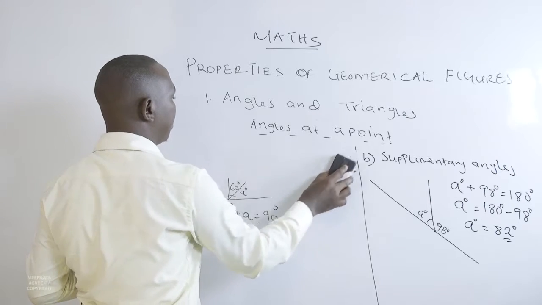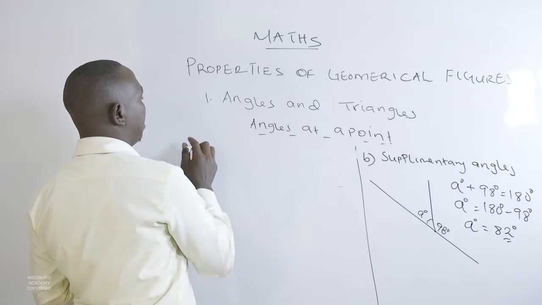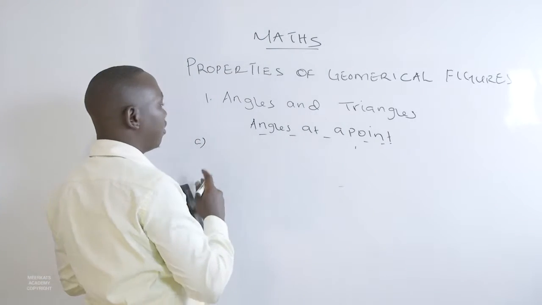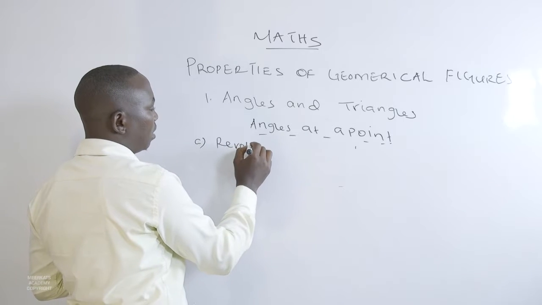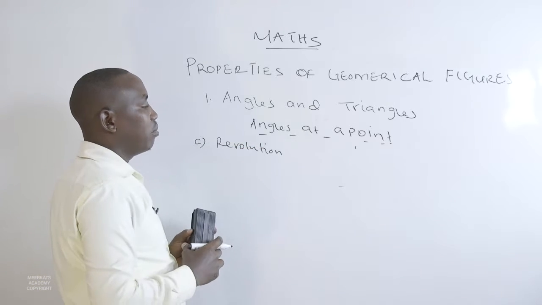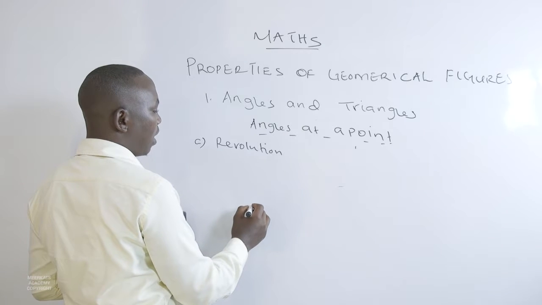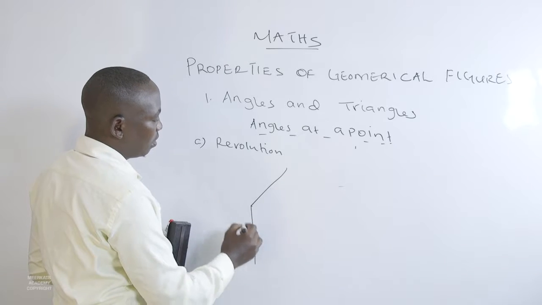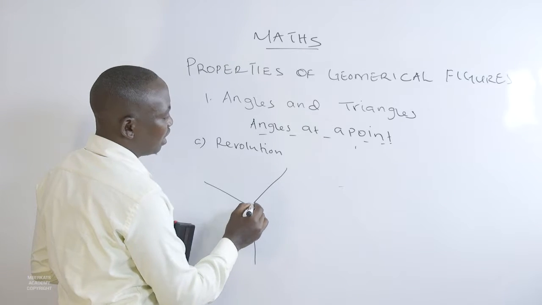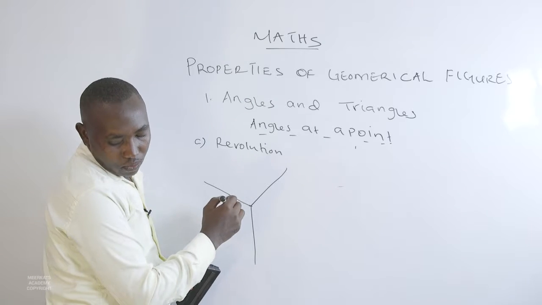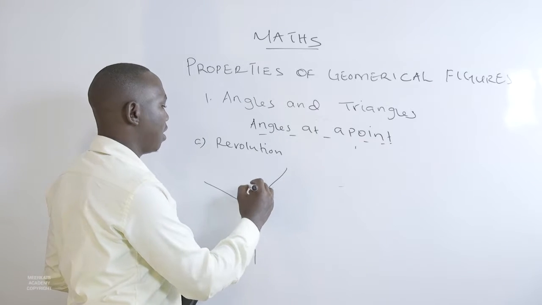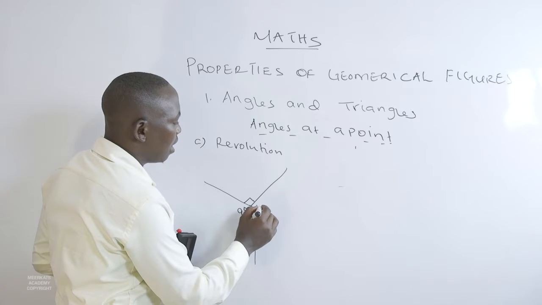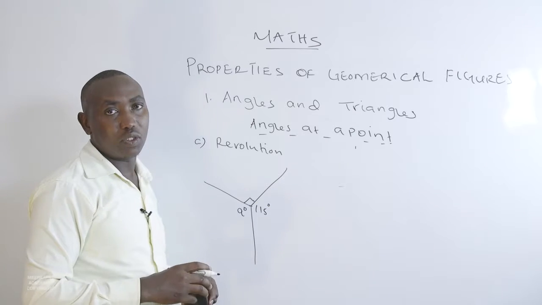Number C is about a revolution. Revolutions are also angles at a point. So given we have this particular point, we have converging lines which form angles here. This is angle A, and this is 115 degrees.